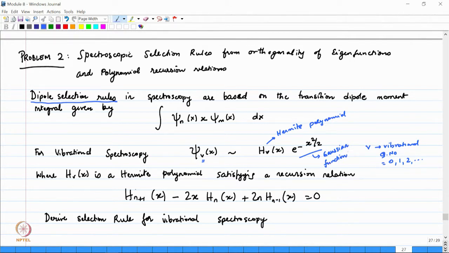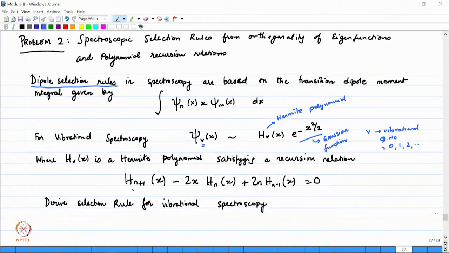H v of x is the Hermite polynomial, and the Hermite polynomial satisfies a recursion relation. The recursion relation says that H of n plus 1, corresponding to the n plus 1 Hermite polynomial, minus 2 x into H n, the nth Hermite polynomial, plus 2 n into H n minus 1, equals zero. So, the n plus 1, nth and n minus 1th Hermite polynomials are related by this recursion relation. What we have to do is use this to derive the selection rule for vibrational spectroscopy.